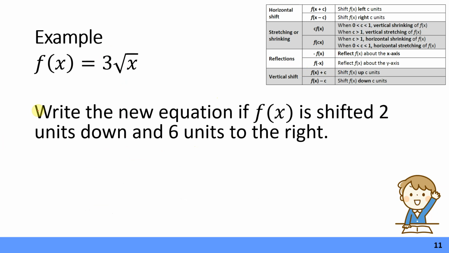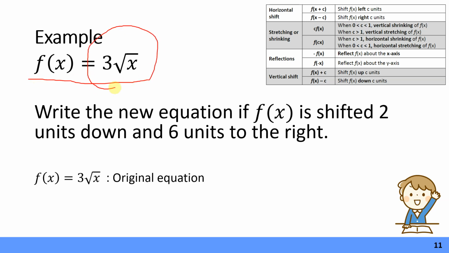Okay, let's try another similar one. Again, make sure you always read the problem because sometimes the original equation is already a little bit manipulated. So if you look at this one, this is the original one. So that's what we're going to start with. So let me just go ahead and do that first. That's my original equation. We're going to have to modify it with whatever they're telling us to do here. So write the new equation of f of x if it is shifted 2 units down and 6 units to the right. So we have two transformations.